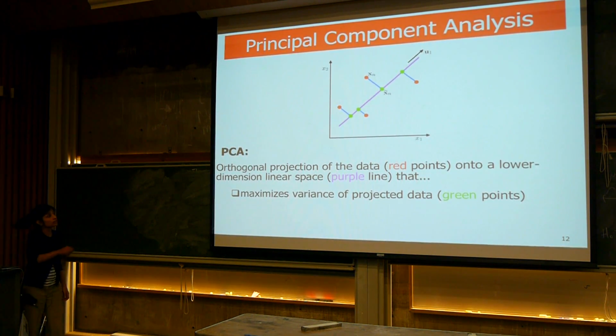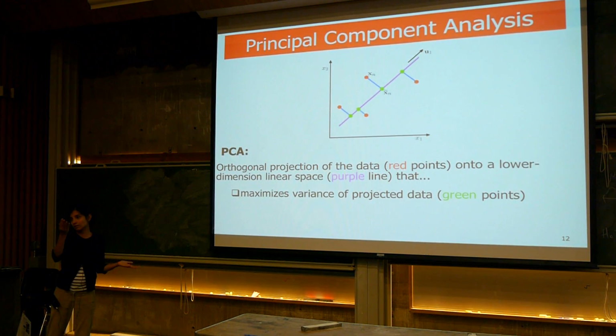I could have taken any other line, say like this, and I could have projected the points perpendicularly onto it, but the projected points will have smaller variance. So I'm trying to find a line such that if I project all of these points perpendicularly onto it, the maximum variance is captured.